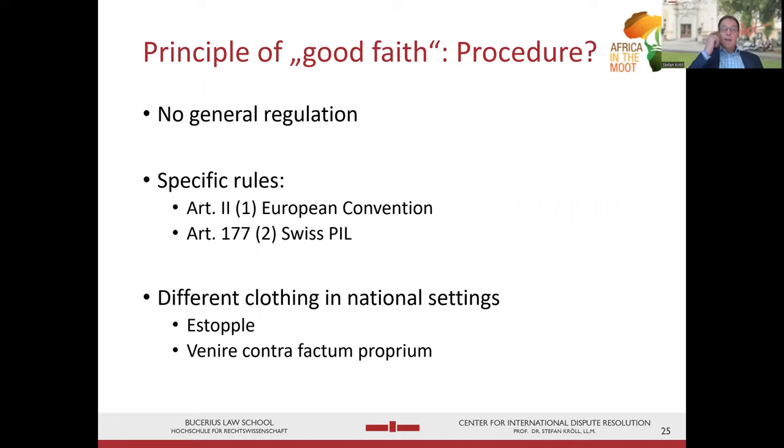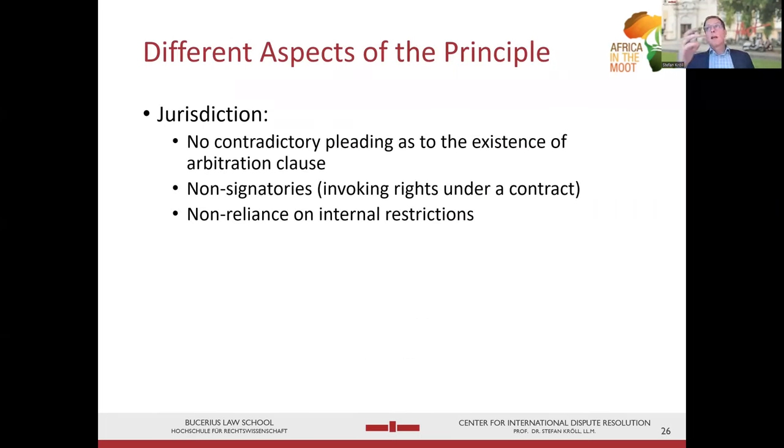And again, that has a different guise in different national settings. Sometimes it's covered by the principle of estoppel, some call it venire contra factum proprium, others call it the principle of good faith. As I said, there are very few specific rules. Nevertheless, it's now accepted that arbitration proceedings or related procedural issues are governed by these types of principles.